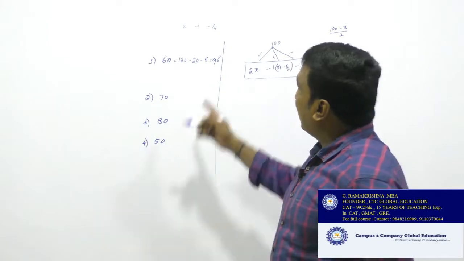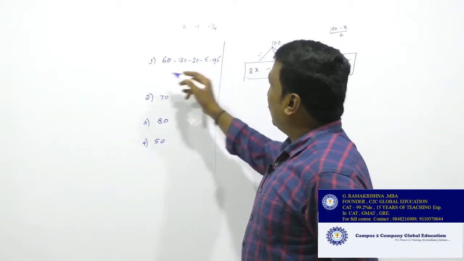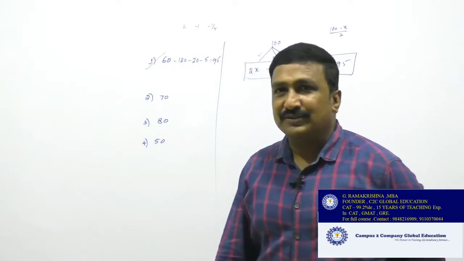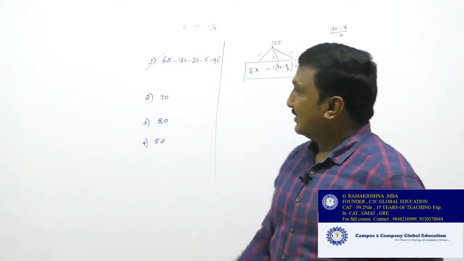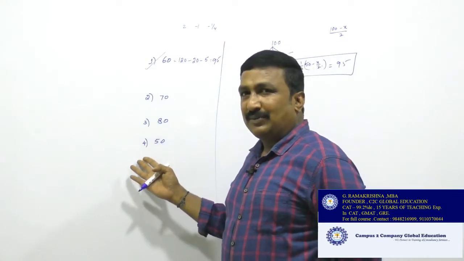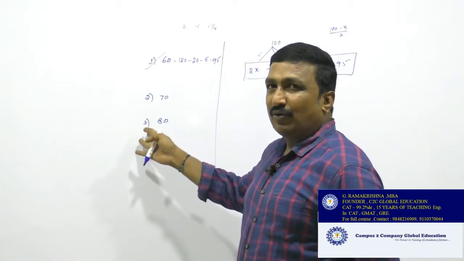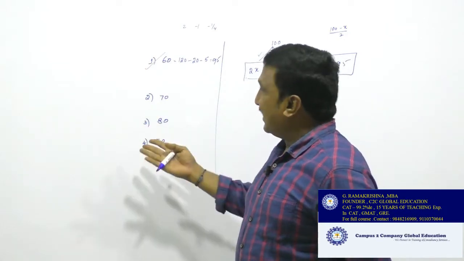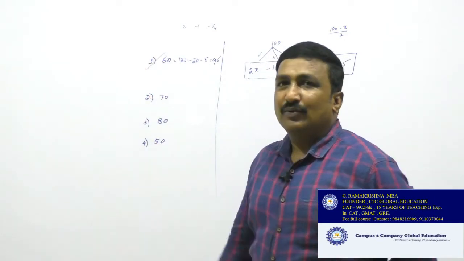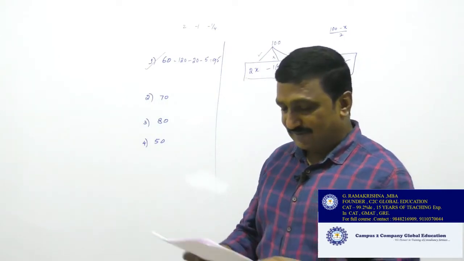Understood, friends? According to the problem also, he got a net score of 95 marks. So the answer is the first option. It's lucky, friends. Sometimes the answer is the first option, sometimes the third, sometimes the fourth. So it is always better to take the first option, then go for the third. If you're not satisfied, then go for the second and fourth, friends. Clear, friends? We will discuss the next question.